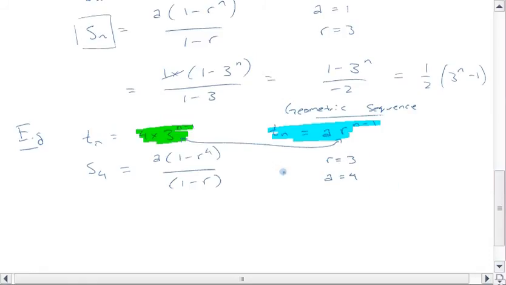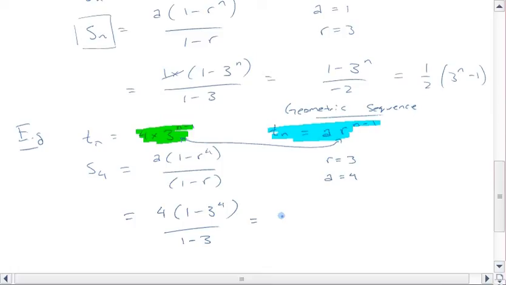But we don't actually need to work out those terms. We can just plug these numbers into this equation and work out what the sum of the first 4 terms would be. So S4 would be, a was 4, times 1 minus r, r was 3, so that's 3 to the power of 4, divided by 1 minus 3.